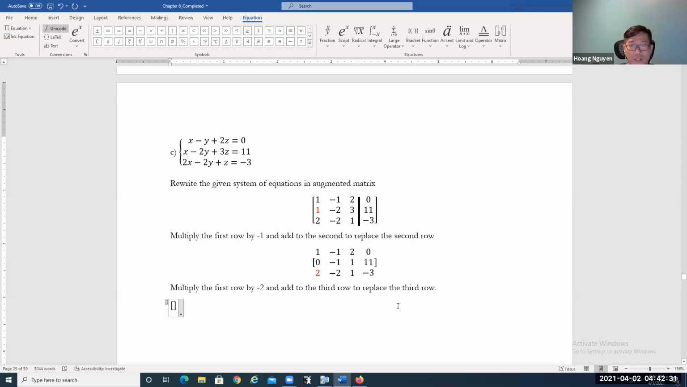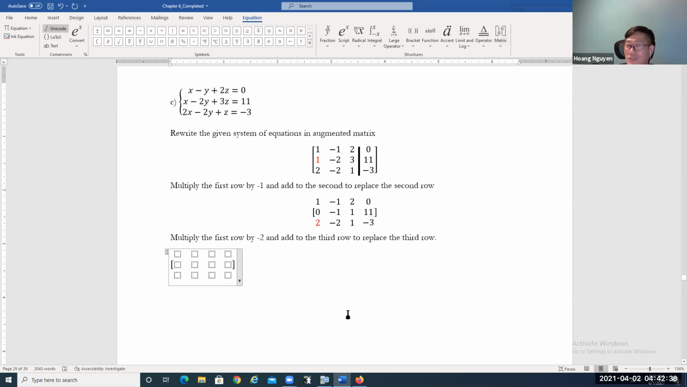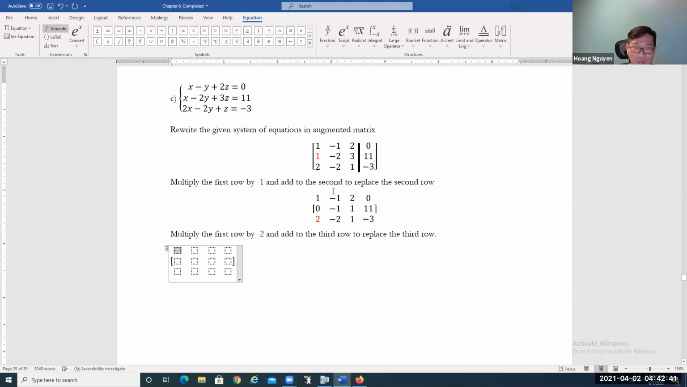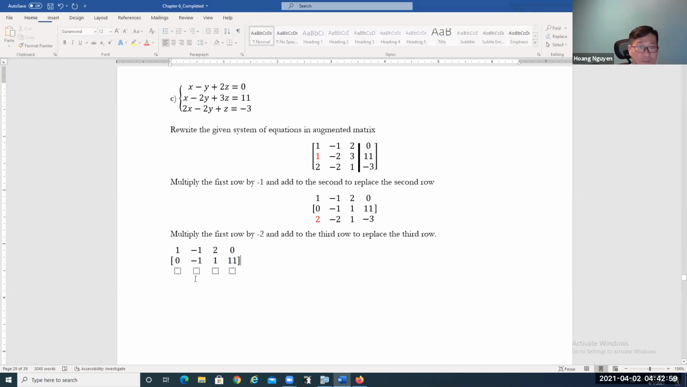Once again, for this step I only replace the third row, so on the other rows I will just copy them. The first row we have so far is 1, -1, 2, 0. I will copy the first row. The second row I will copy also: 0, -1, 1, and 11. And now the third one is going to get modified. I will multiply the first row by -2 and add it with the third row.